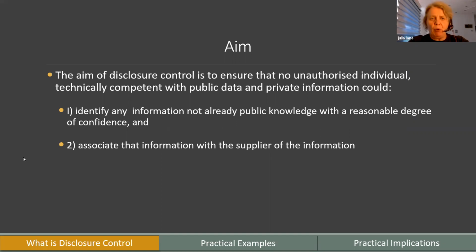As we've said before, the aim of disclosure control is practically to say no unauthorized individual, technically competent with public data and private information, could figure out something about you that wasn't already public knowledge and associate that information with the supplier of that information. In other words, say, I only know this because the data steward, for example, a state or a federal agency, made those data available. So that's the aim of disclosure control, to ensure that that doesn't happen.